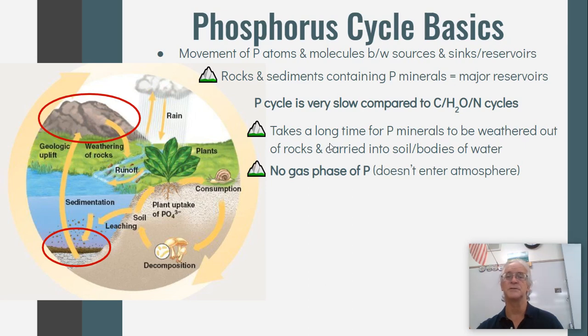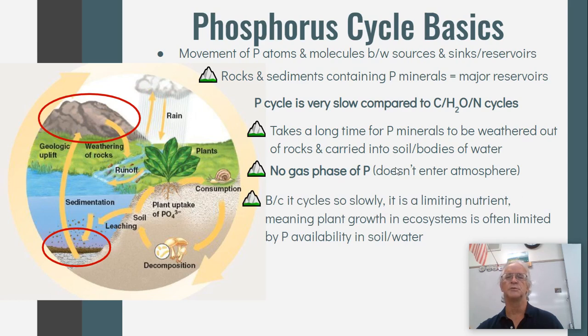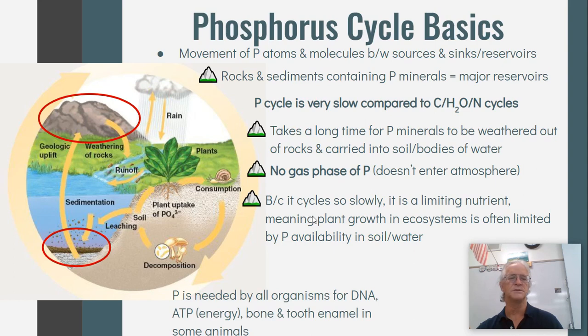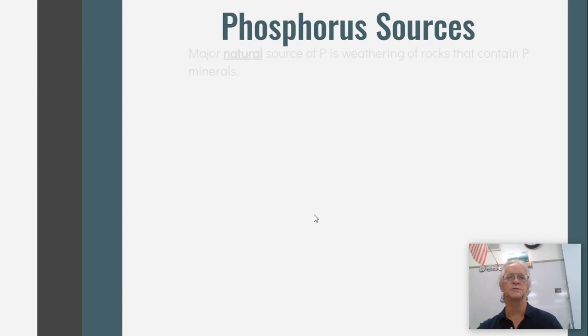There's no gas phase of phosphorus. It doesn't enter the atmosphere. Because it cycles so slowly, it is a limiting nutrient, meaning plant growth in ecosystems is often limited by the phosphorus available in the soil or water. It's needed by all organisms because it's part of DNA, part of ATP, and part of bone and tooth enamel in some animals.